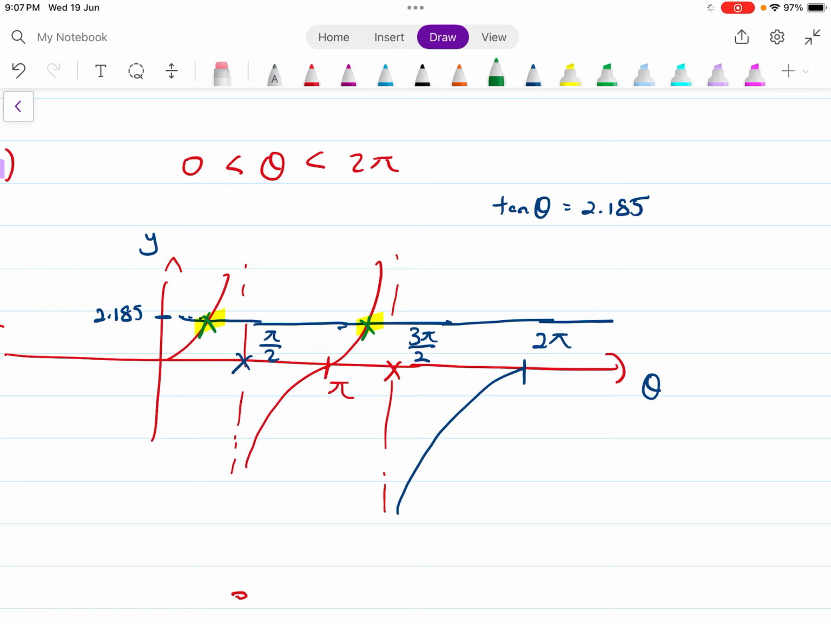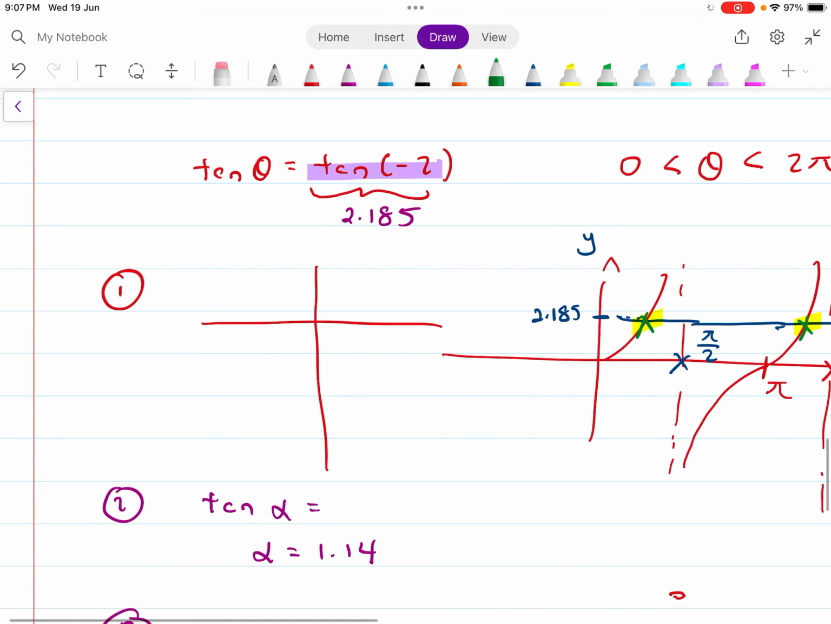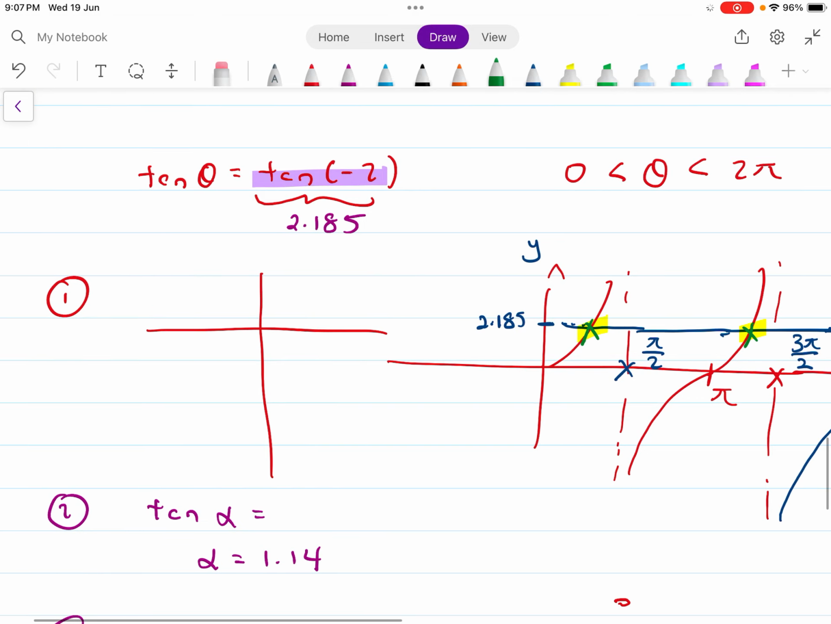For me, I just use my own method to solve this question. First thing, I still need to use the ASTC. Tan theta equal to 2.185 in terms of radian, so I want the first quadrant and the third quadrant, because it's positive.